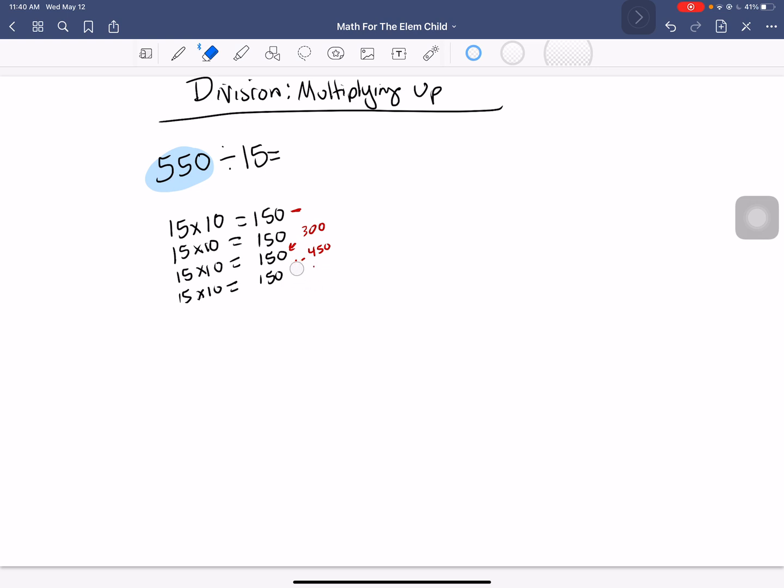So let's get rid of this. Let's start with a smaller number. I'm going to cut 10 in half, so I'll get 5. So 15 times 5 equals 75. So 450 plus 75 is 525. And now I'm only 25 spots away from 550.